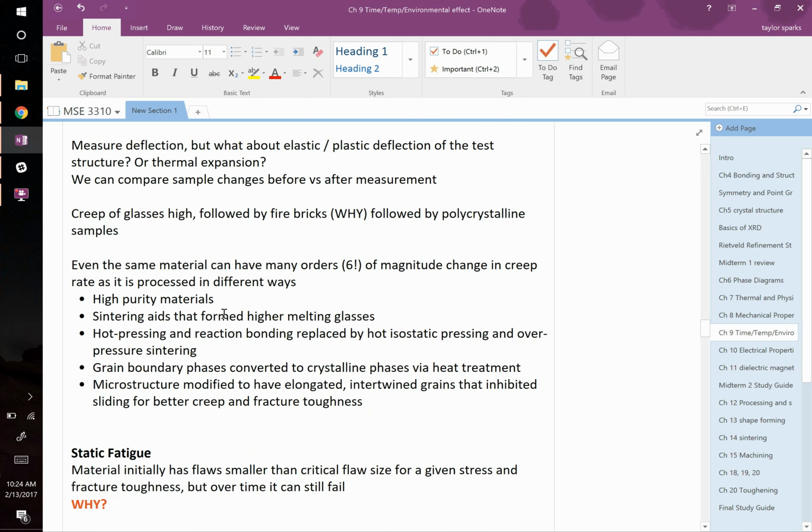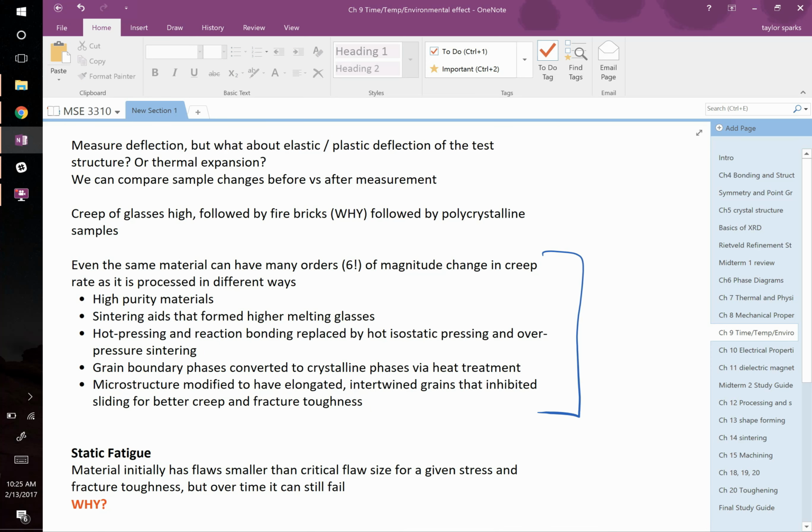One thing he points out in the book is that even in nominally the same type of material, you can have huge differences in the rate of creep. Here he points out that there are 6 orders of magnitude in creep rate as you process it in slightly different ways. If you start with a high purity material when you're first making it, you might then add sintering aids. We haven't talked about sintering yet, we'll talk a lot about it later this semester. Sintering is how these particles coalesce together. Sometimes that's really challenging, so we have to add things to make that easier. If you add sintering aids, that might form a high melting glass, for example, so that's going to change things.